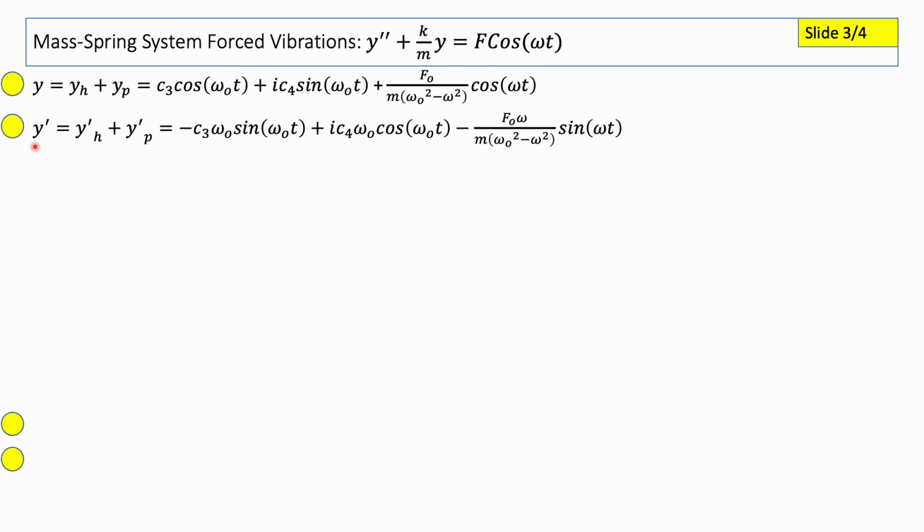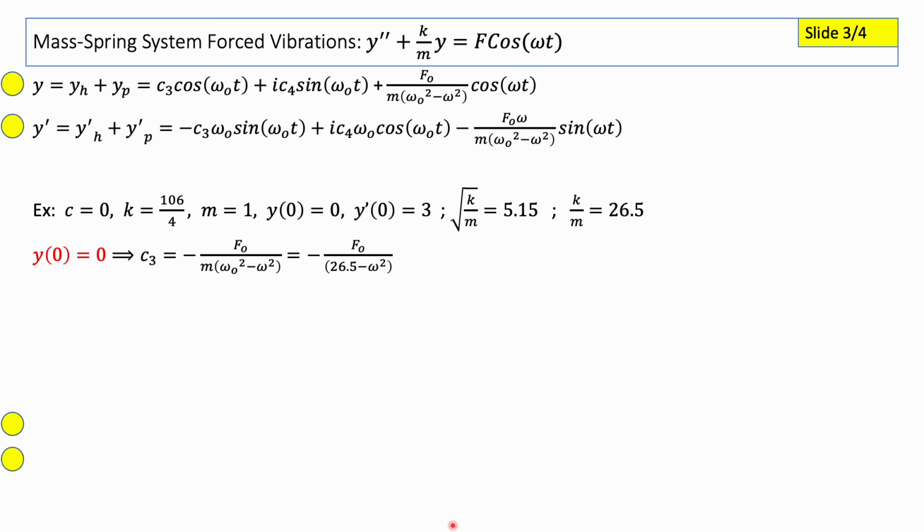Y prime. Why do we need the derivative? Because of initial conditions. We'll explain that to you in a second. Y prime is yh prime plus yp prime, and you can take the derivative of each of these terms. You know how to do it. Why do we need to do that? Because the initial condition is on y of 0 and y prime of 0.